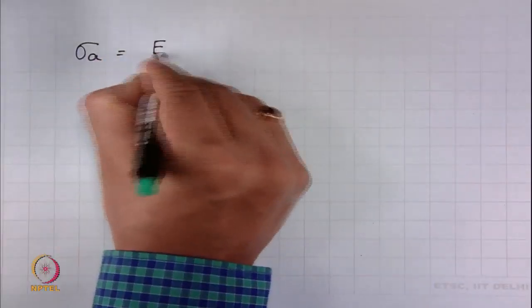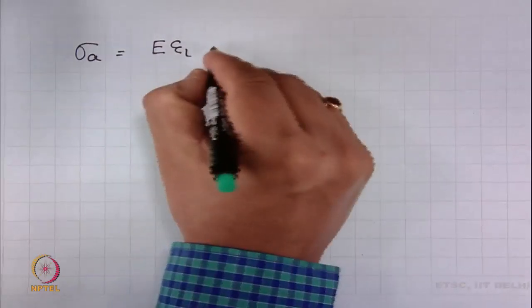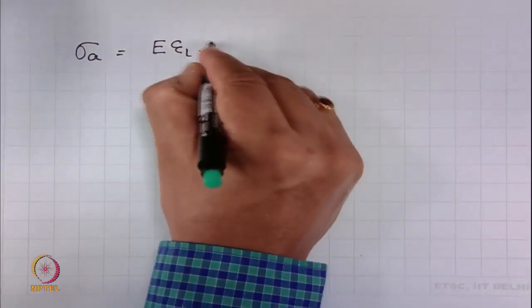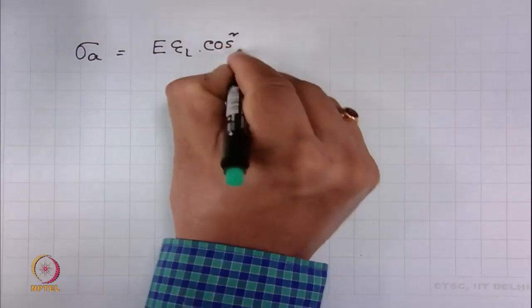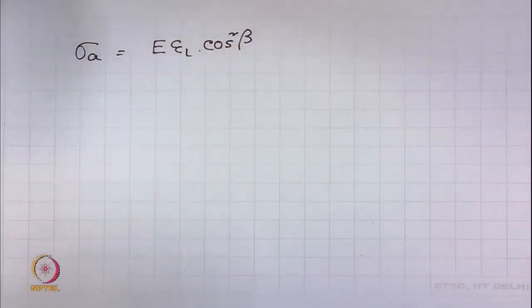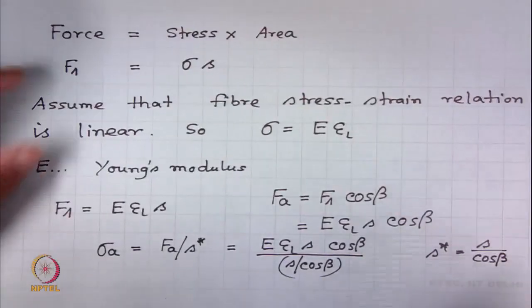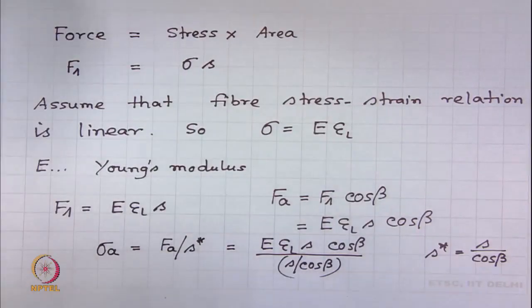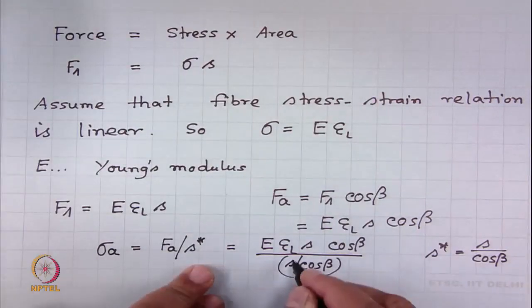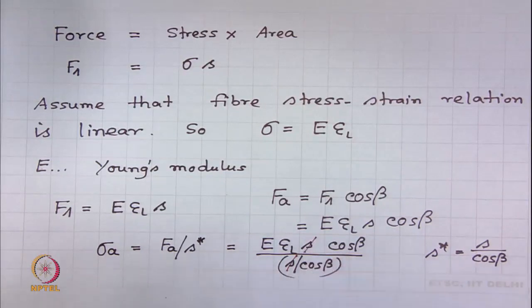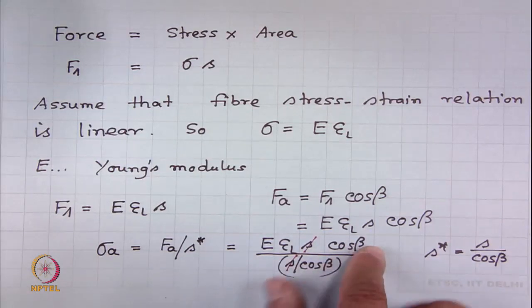E epsilon L cos square beta, because you see here this S and this S cancel out. So, sigma subscript A is equal to E, Young's modulus, epsilon L, fiber strain, into cos square beta, where beta is the twist angle.